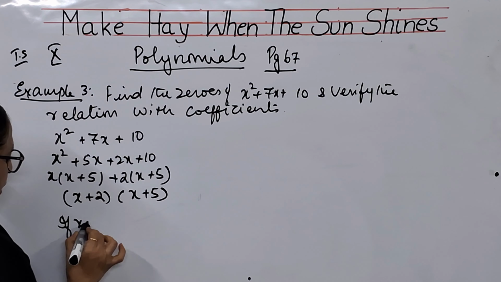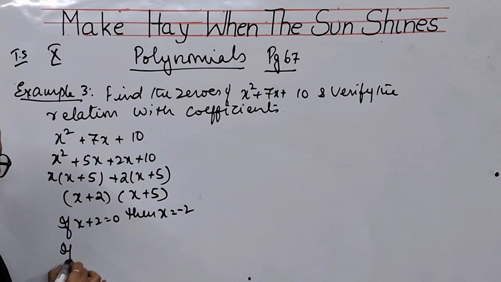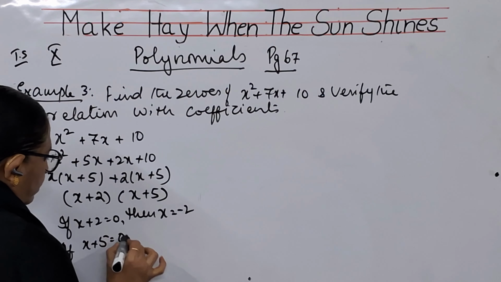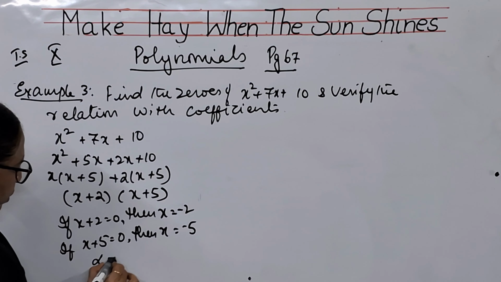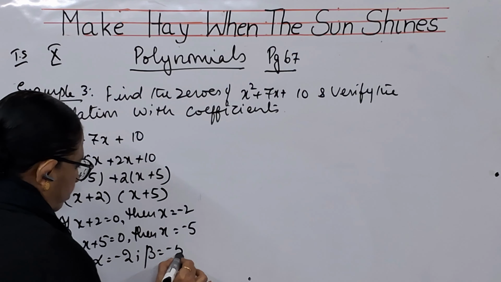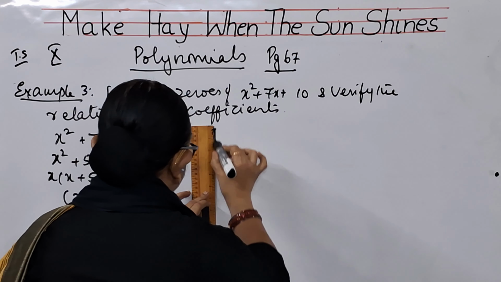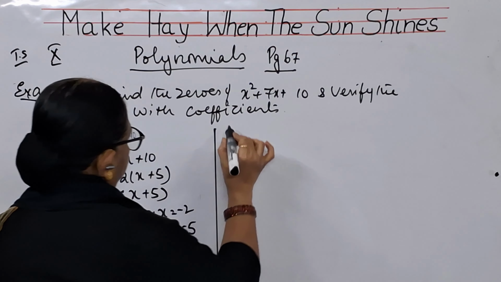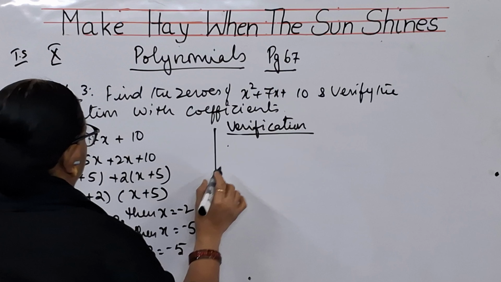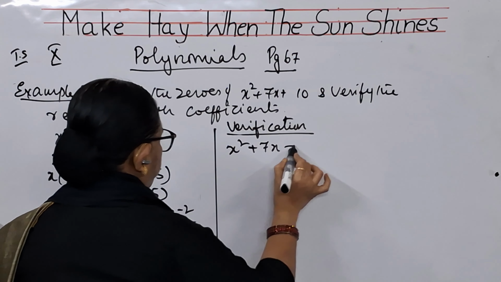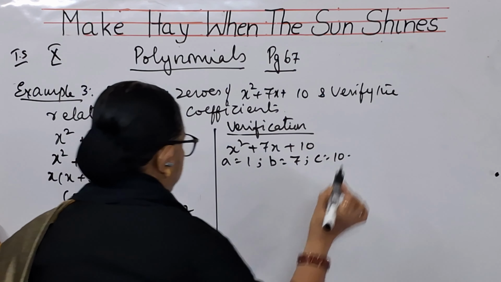If x plus 2 is equal to 0, then x is equal to minus 2. If x plus 5 is equal to 0, then x is equal to minus 5. Based on this, you have got alpha is equal to minus 2, beta is equal to minus 5. Up to this you have done. Now you go for the relationship. When you are going for the verification, take the given polynomial x square plus 7x plus 10, in this a is equal to 1, b is equal to 7, c is equal to 10.